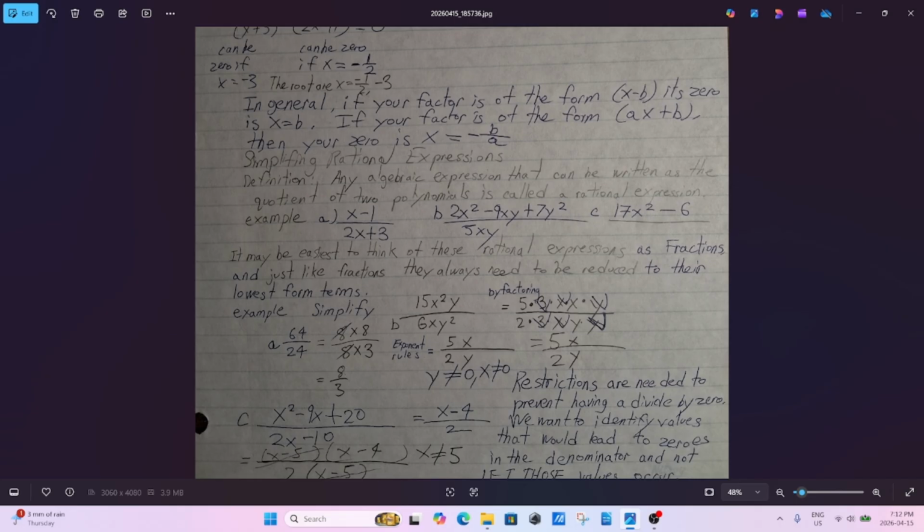Example: simplify A, 64 divided by 24, which is equal to 8 times 8 divided by 8 times 3. So the 8 on top and bottom cancel and you get 8 over 3.